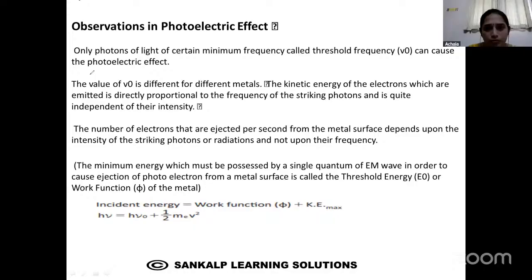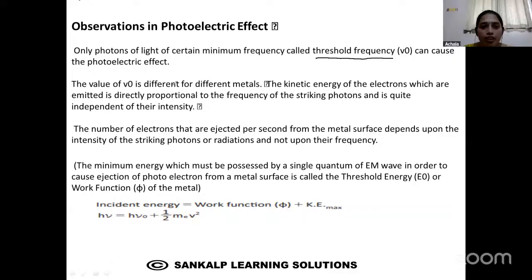If I would like to give him 99 rupees, he will not be convinced. The minimum price is 100. He says the minimum price is 100. Without that amount, he refuses to come with me. Similarly, the falling frequency should have some minimum frequency. It is different for different metals. That threshold frequency is different for different metals. So, if threshold frequency falls on the metal surface, then only photoelectric effect happens.